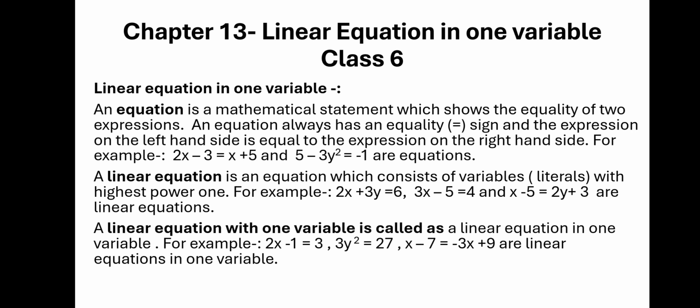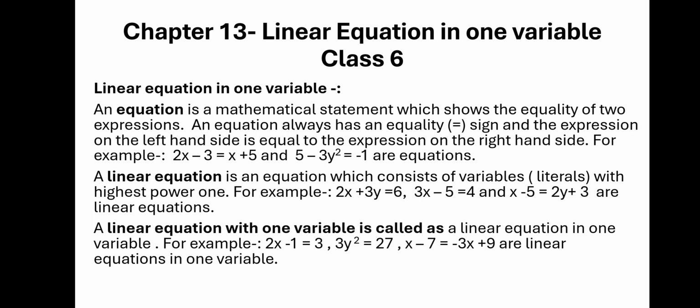Linear equation in one variable. Let's see what is that. An equation is a mathematical statement which shows the equality of two expressions. An equation always has an equality sign, and the expression on the left hand side is equal to the expression on the right hand side. For example, 2x minus 3 equal to x plus 5 and 5 minus 3y square equal to negative 1 are equations.